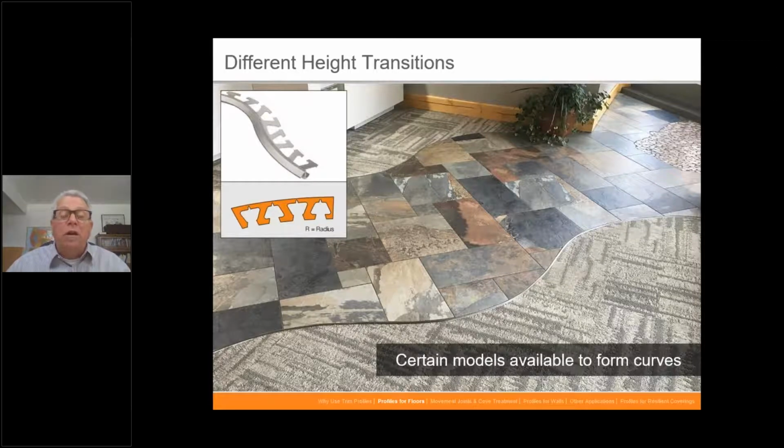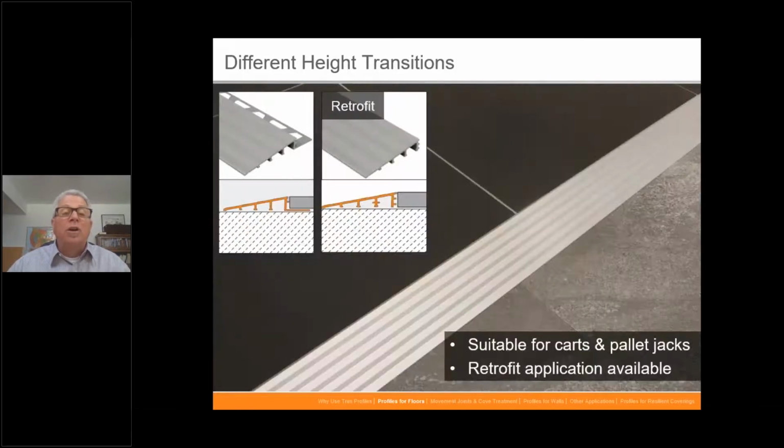So if you did want to do something with some sort of radius, this one will meet those needs. This one here is for different height transitions where you need a very wide transition ramp. This one gets specified in many, many convalescent homes and hospitals where people are wheeled across that, and the previous one might be a little more abrupt, where this one gives you a nice smooth transition, and it's available in either 2-inch or 3-inch wide.